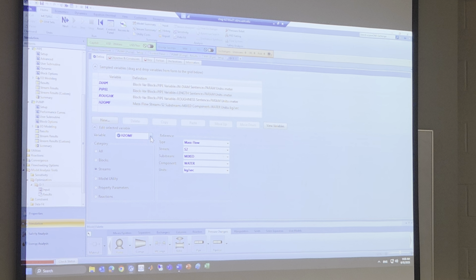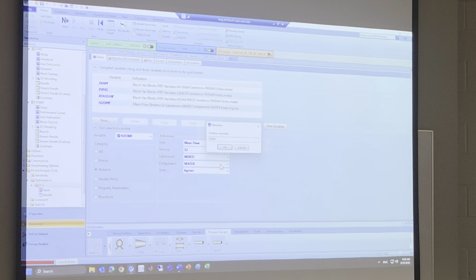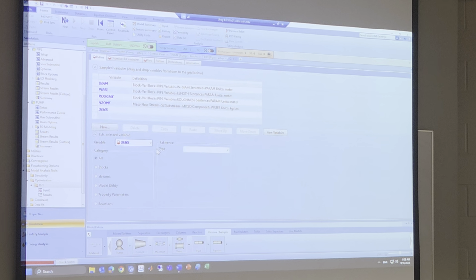Okay, now next we have to define density. So let's try to define density. I'll just name it density. Okay, density stream variable. Density is a stream property, so I can choose stream property.